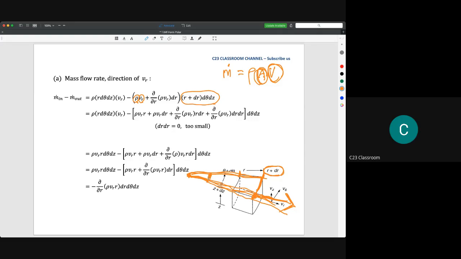So (r plus dr) d theta will give us the distance of this line. And then we multiply with z here, so we multiply with the thickness of this cube. So it means that we get the cross-sectional area at the outlet. So we have an A here.